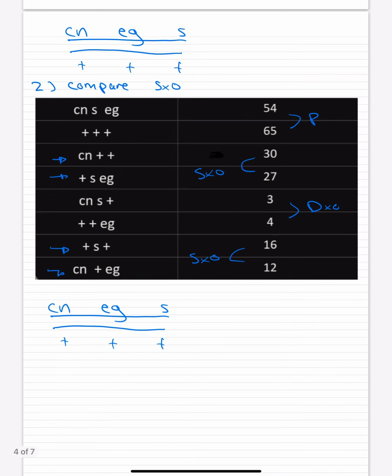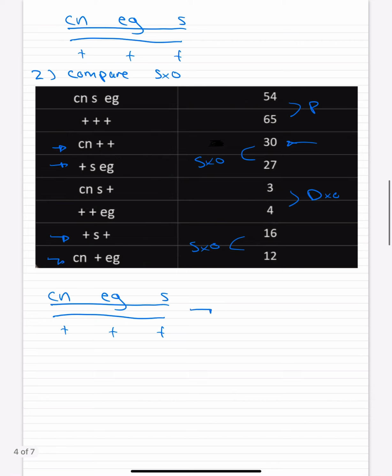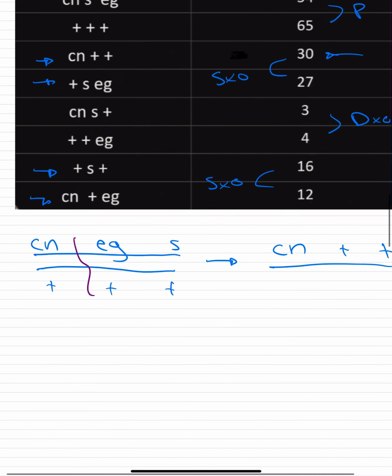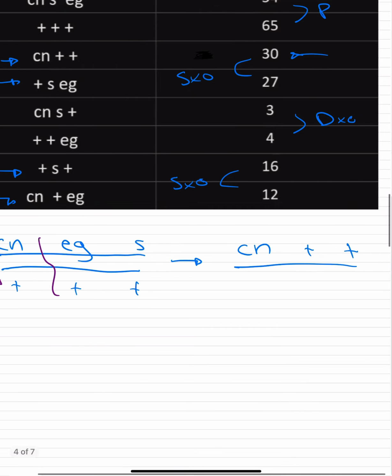So to compare this, let's start off with this single crossover. In order for us to get CN plus and plus as a genotype, we have to have a crossover occur between CN and plus. So there has to be a crossover in which CN goes down to where the plus is, and the plus crosses over with the CN, and that will give us this genotype. So that means that this right here is a crossover occurring between CN and EG.